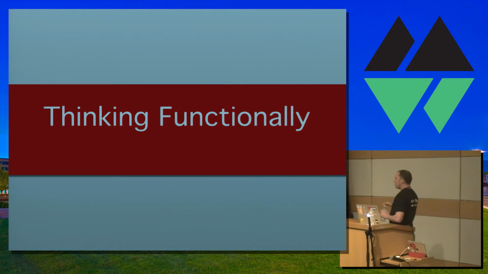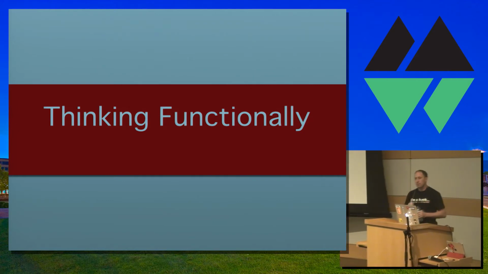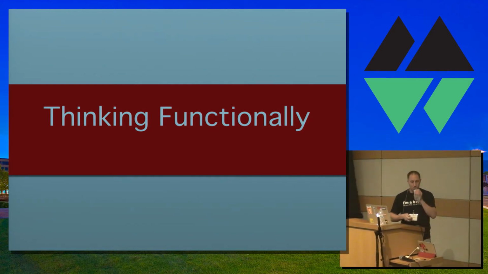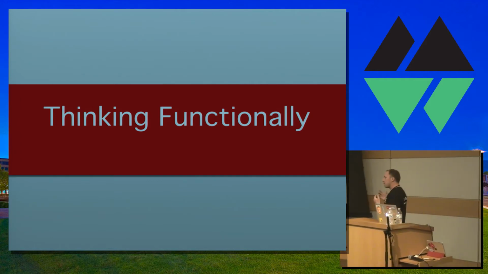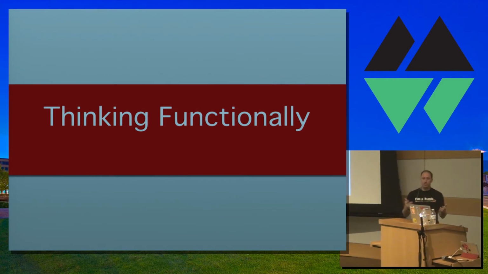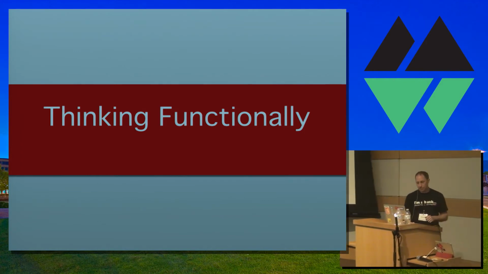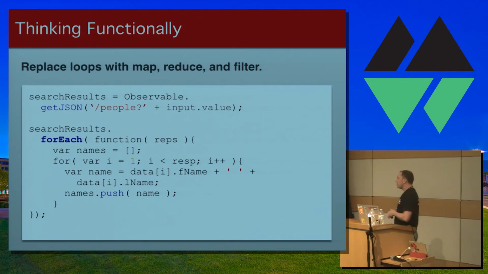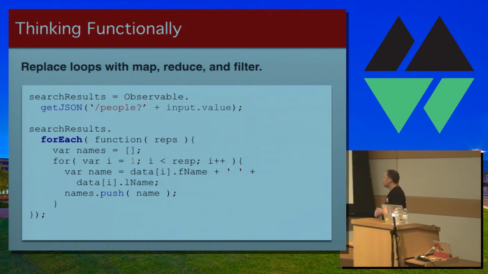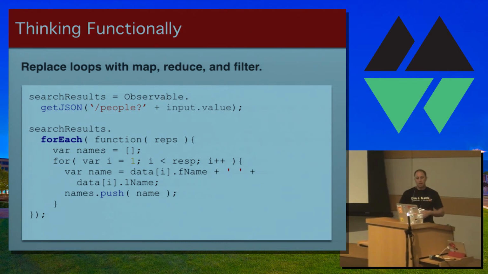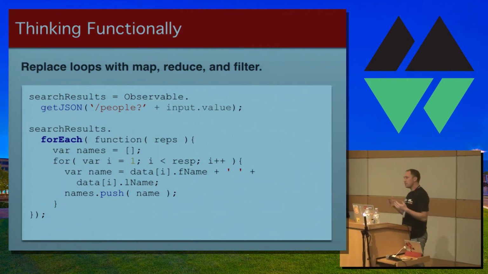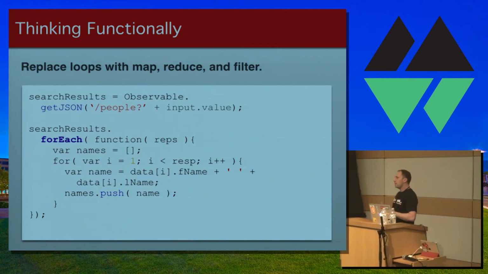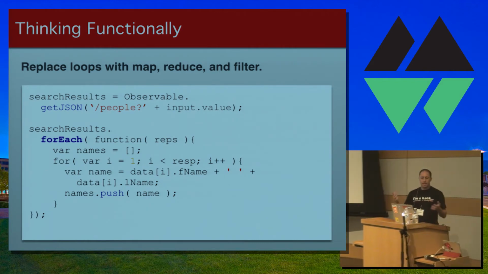So thinking in a functional manner is another very important part of reactive programming. There's a big transition going from old imperative style programming to actual functional style programming. So the first thing I want to ask you to do when you're writing functional code is to replace your loops with the functional functions map, reduce, and filter. Because a lot of what you can do in a loop actually should be inside of a map or something like that.